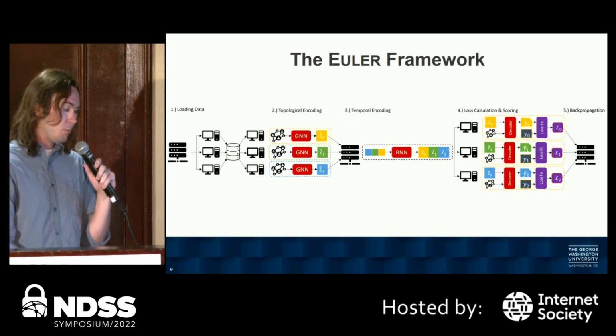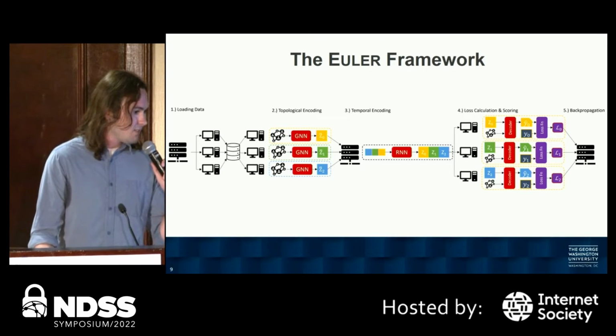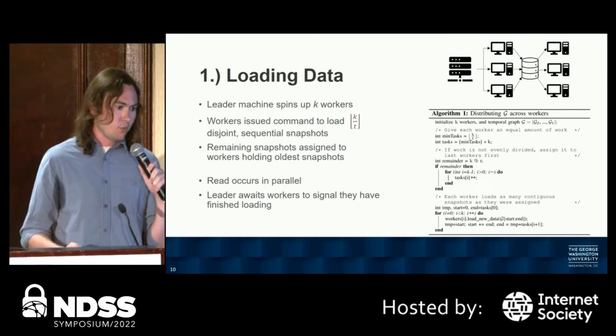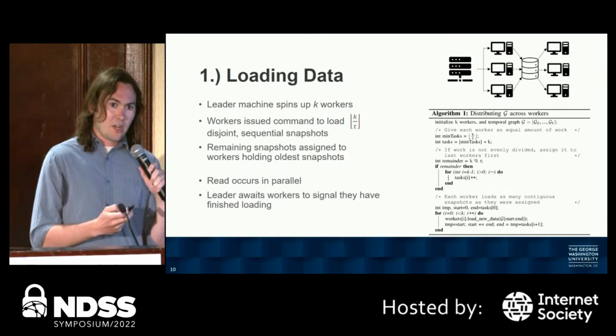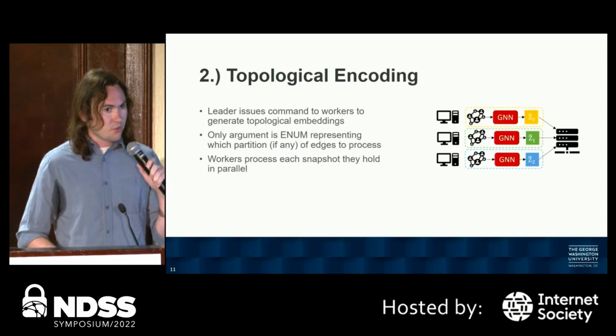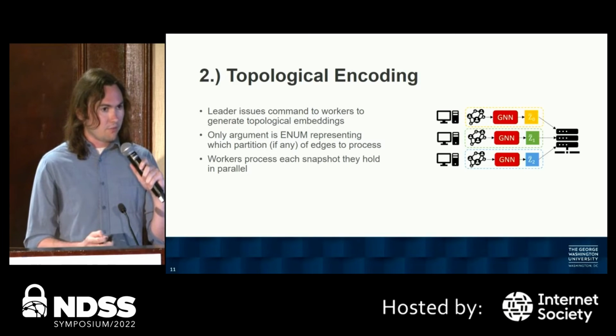Here's the overall framework. I'll try to go through it pretty quickly. At first, all of the distributed workers are going to load contiguous graph snapshots. Those workers are then going to process all the graph snapshots that they're holding through their graph neural networks to produce topological encodings.